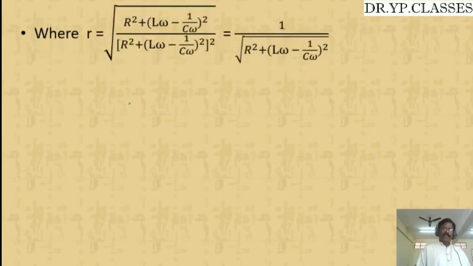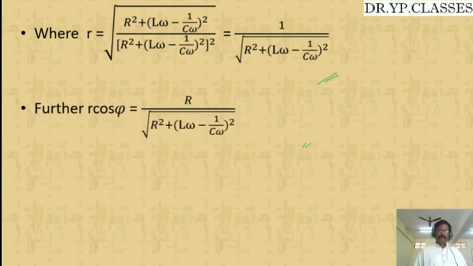Now, where r is square root of r square plus L omega minus 1 over c omega square divided by r square plus L omega minus 1 over c omega square whole square. One time it cancels and we are left with 1 over square root of r square plus L omega minus 1 over c omega whole square. Okay.